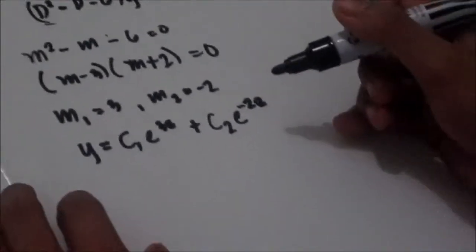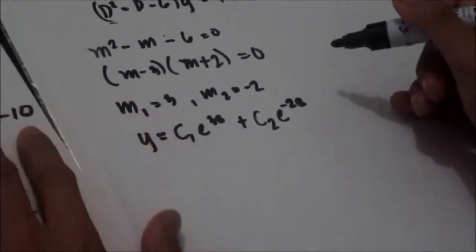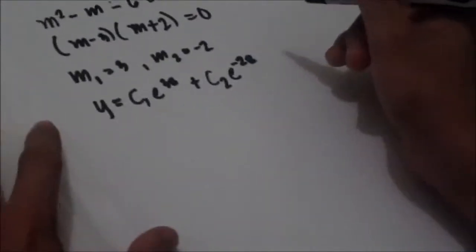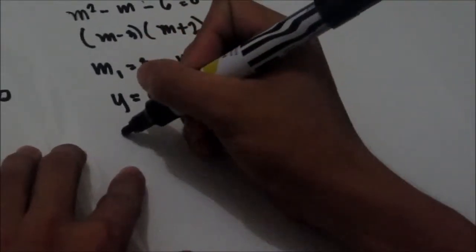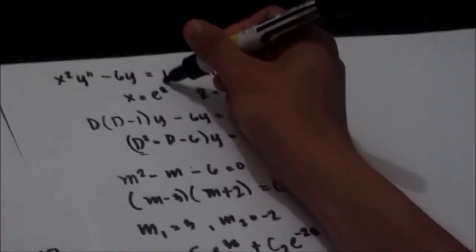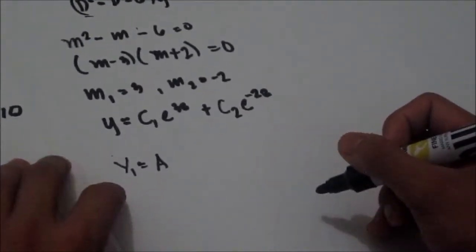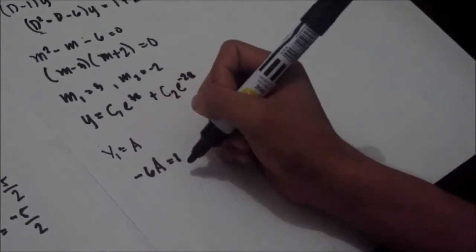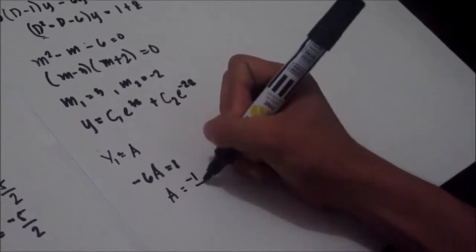After getting the complementary function, we will now try and get the particular integral of the right side of the equation. Thus, we will now again substitute y1 equals a for this first term of the equation. Thus, we have the equation negative 6a equals 1. Here we can find a is equal to negative 1/6.